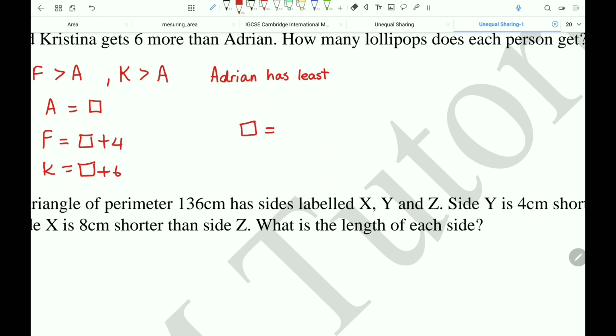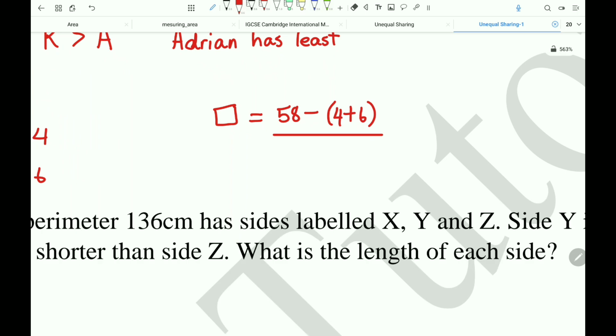All you need to do to find box is add the extra numbers that you see, so the numbers that are not boxes, right? So this 4 and this 6, we'll add this up, 4 plus 6, and then you're going to take that away from the total. So we had 58 lollipops initially, and divide that by the number of boxes you see. Not the number of people, the number of boxes. In this case, we have 3 boxes.